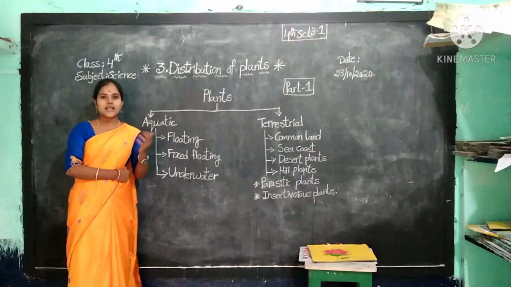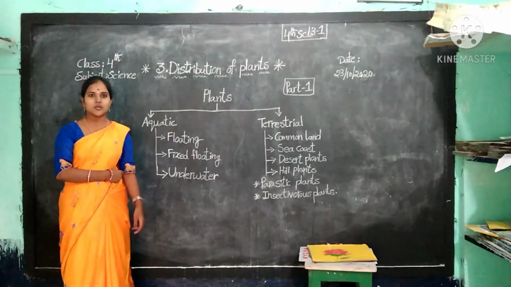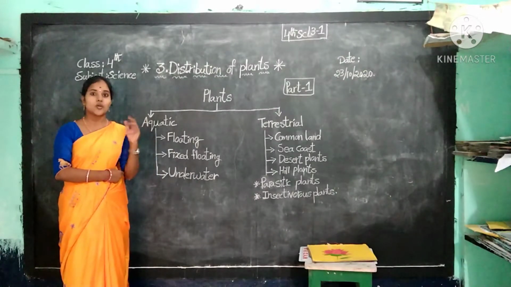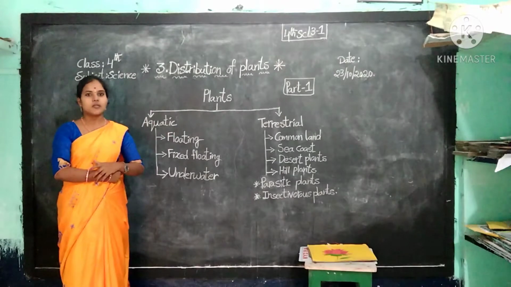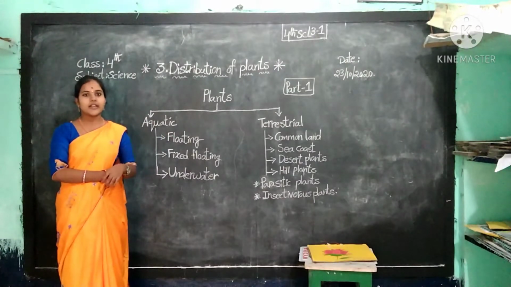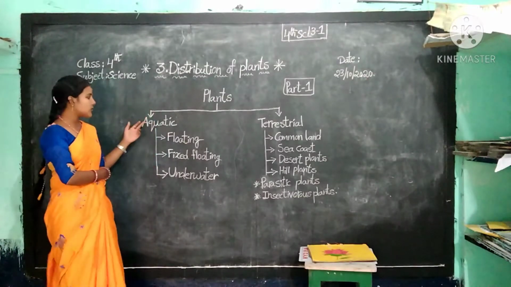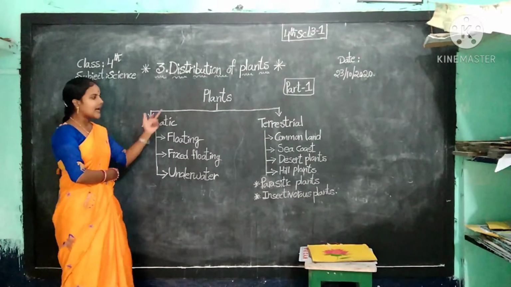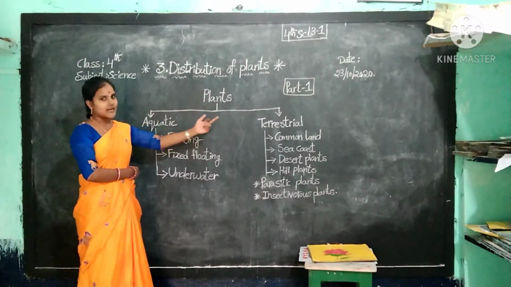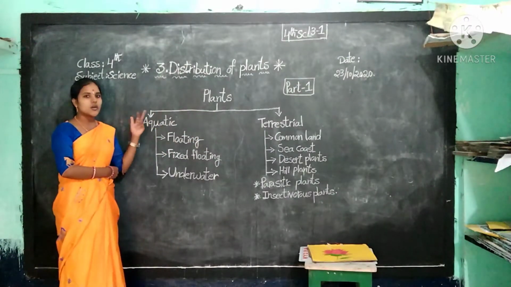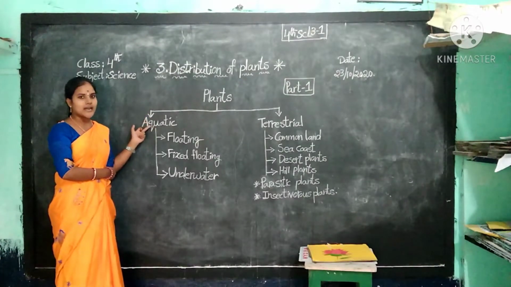Okay children, there are 380,000 types of plants known today. These plants are divided into two types. How many types? Only two types. Those are aquatic plants and terrestrial plants. Aquatic plants are also known as water plants.